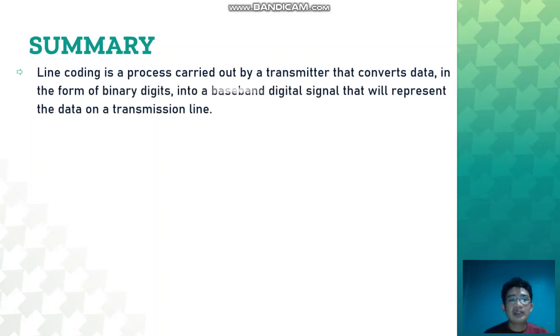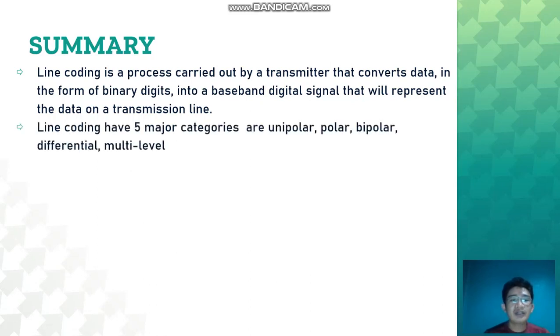Summary: line coding is a process carried out by the transmitter that converts data in the form of binary digits into a baseband digital signal that will represent the data on the transmission line. Second, line coding has five major categories: unipolar, polar, bipolar, differential, and multi-level. Third, bipolar types are AMI and pseudo-ternary.